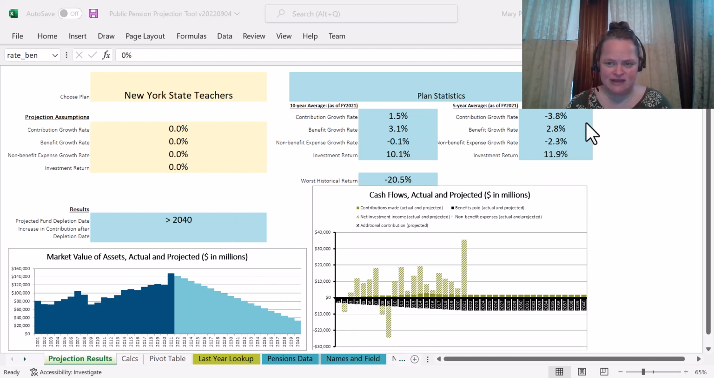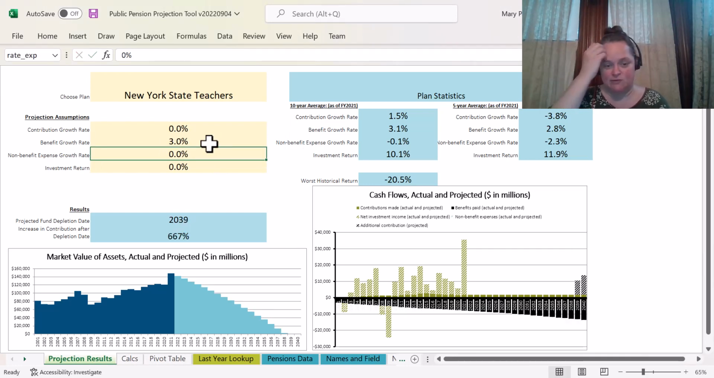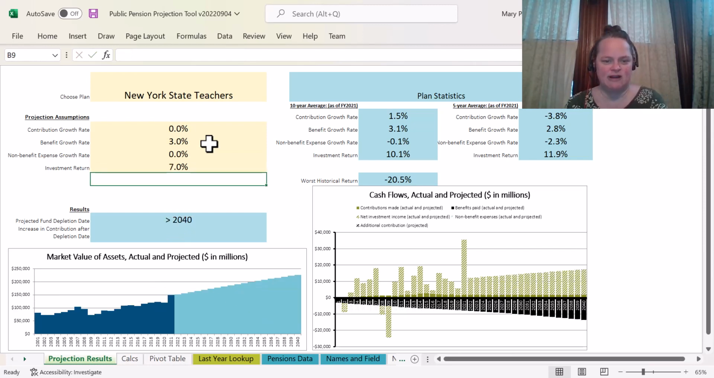Contribution growth rate, you'll see there's a negative 3.8% for the 5-year average and a 1.5%. For New York State teachers, the contribution amounts go up and down depending on experience. So the contribution growth rate, let's just keep that at 0. The benefit growth rate, let's just do 3% since that's kind of where it is, and you can see it running out. Investment return, since it ends in 2021, that's not very fair, so let's do 7%, see what happens.